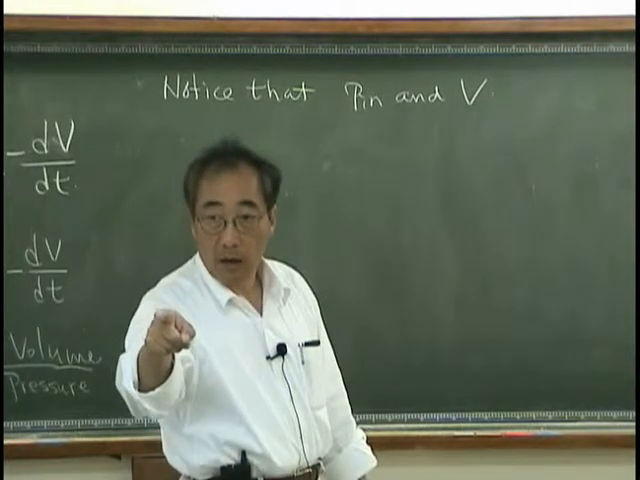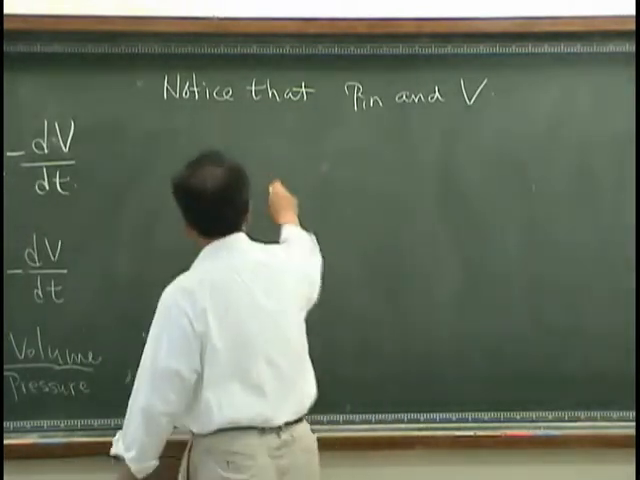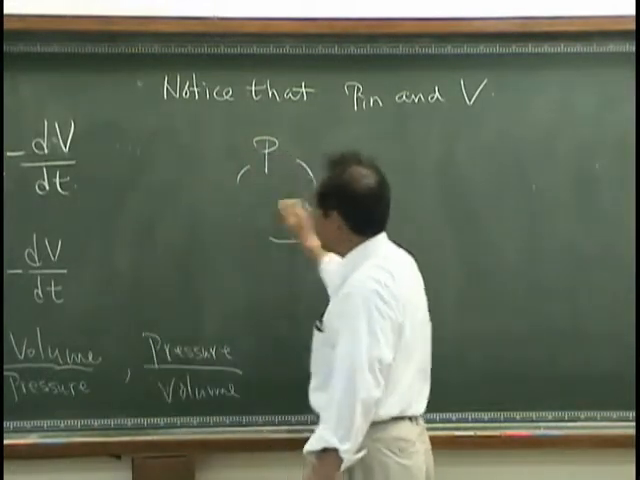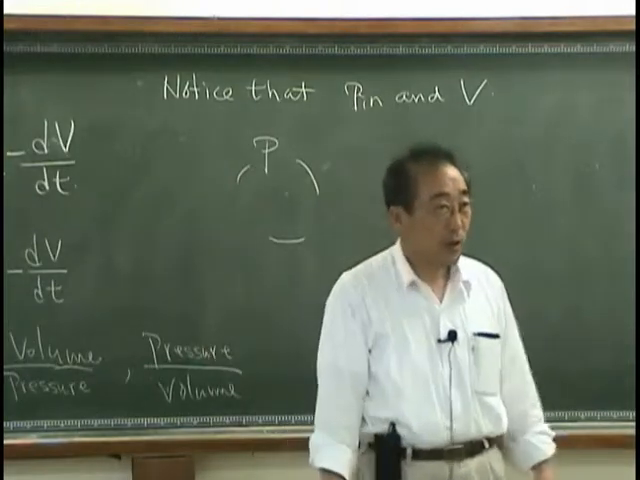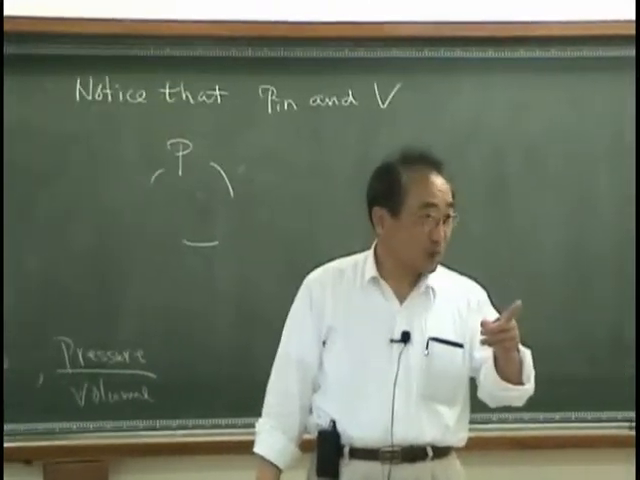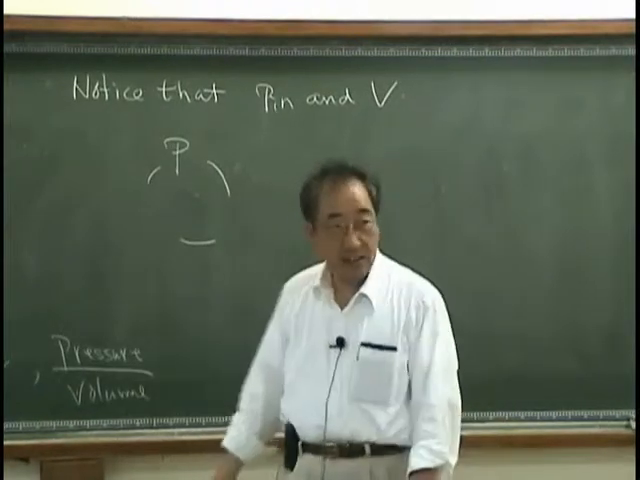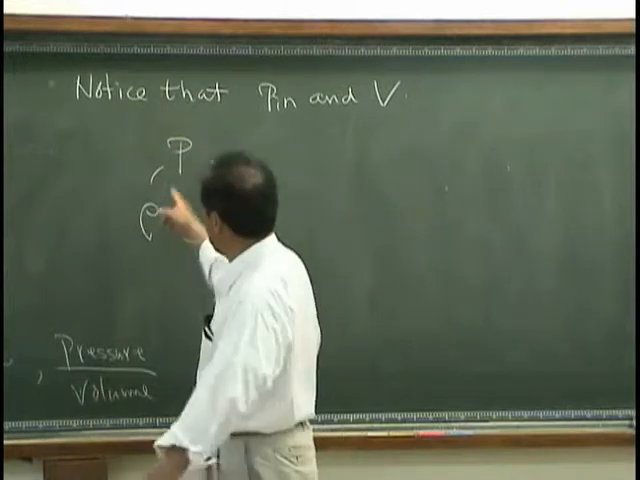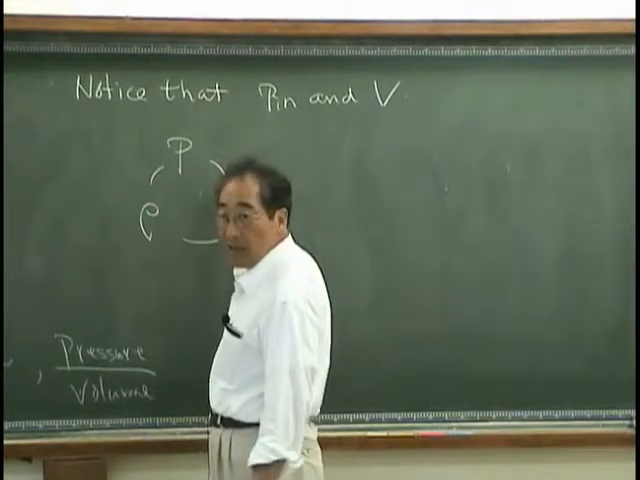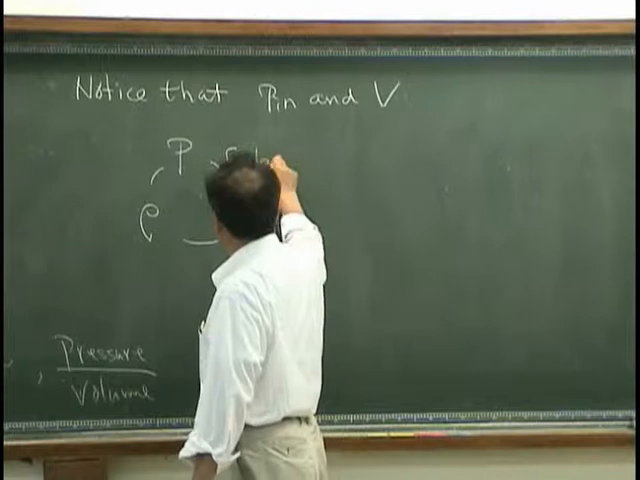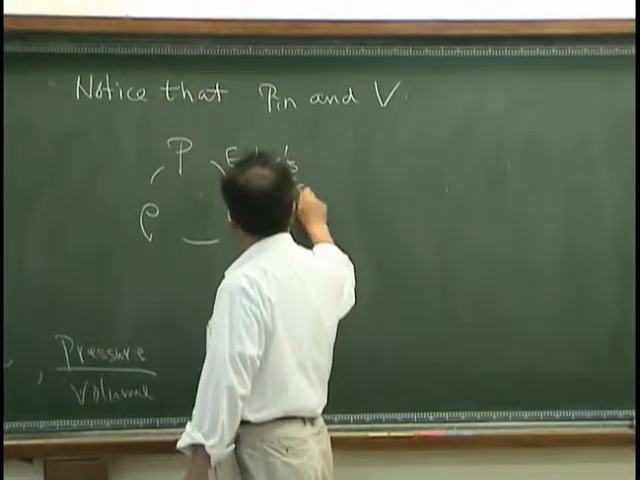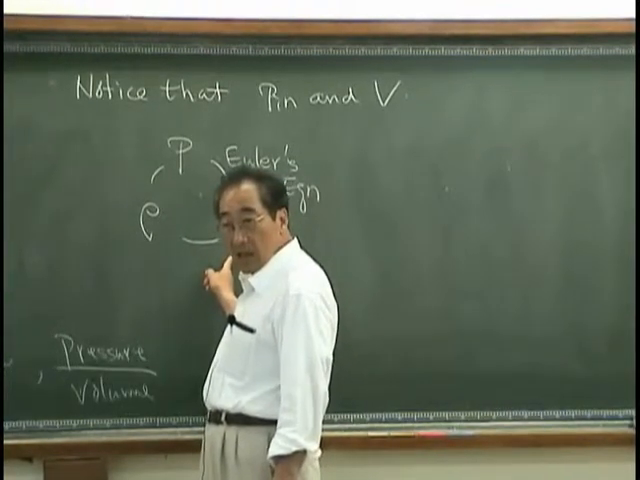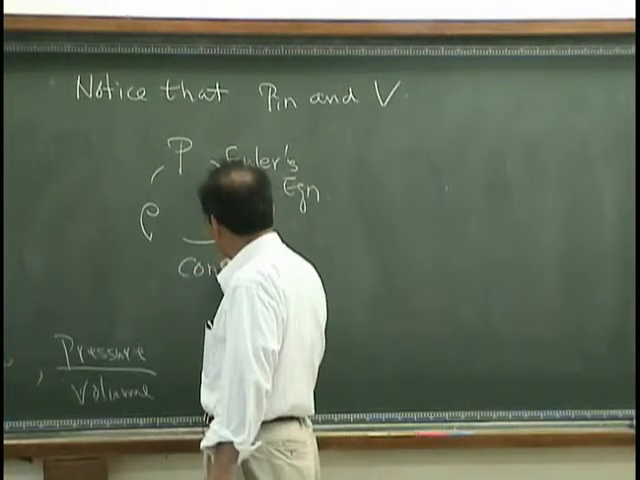Pressure? Pressure? Are you sure? And? Don't you remember this famous picture? What would be? Density and velocity. What is the relation between this and this? Euler. What would be the relation between this and this? Conservation of mass.